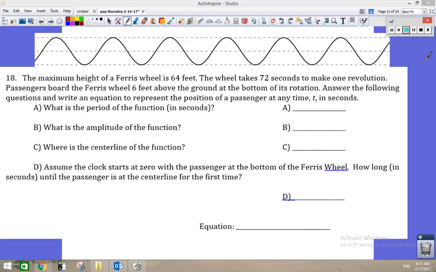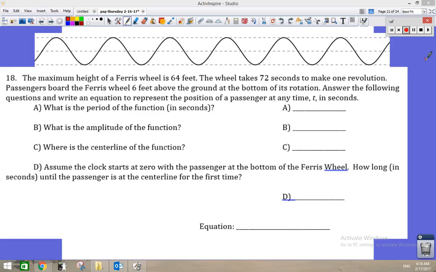Alright, so I think I'm recording here. Let's take a look at this application problem. We have a Ferris wheel, and we've seen one of the Ferris wheel problems in a previous homework. We have a maximum height of 64 feet. The wheel takes 72 seconds to make one revolution. Passengers board the Ferris wheel 6 feet above the ground at the bottom of its rotation.